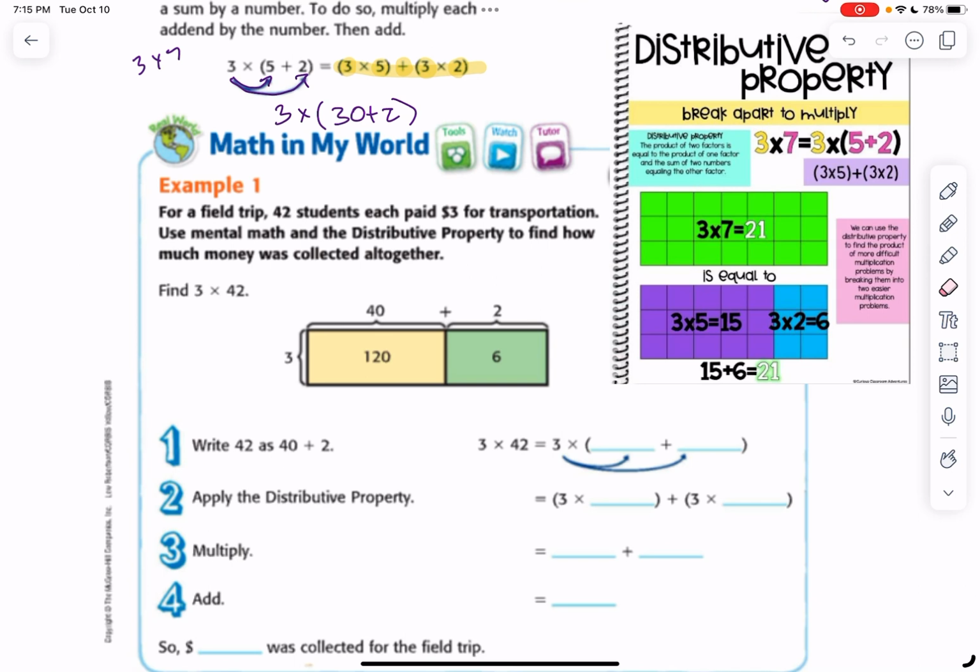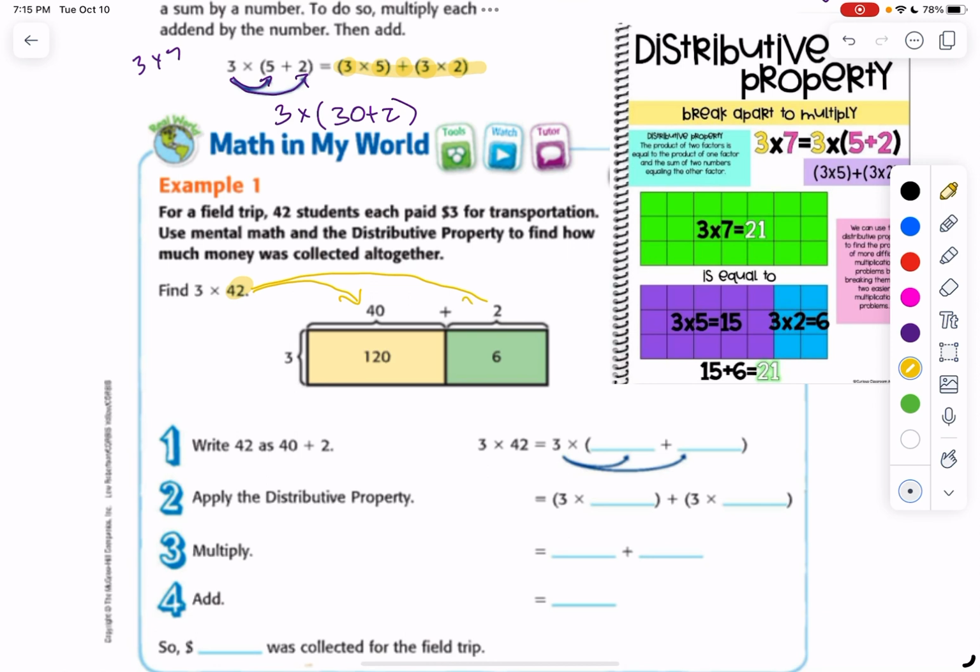For a field trip, 42 students each paid $3 for transportation. Use mental math and the distributive property to find how much money was collected altogether. So here we can see that they took 42 and broke it up into 40 and 2. Then they can multiply 3 times 40, which is 120, and 3 times 2, which is 6. Then we just need to add those.